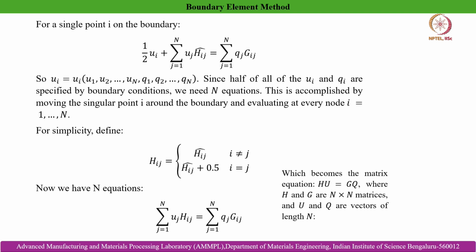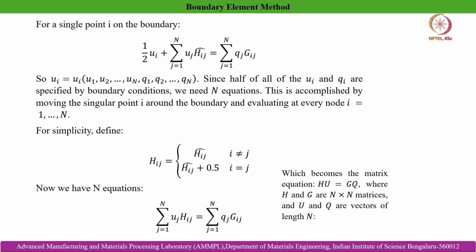Now, for a single point i on the boundary, we can write half u i plus summation of j equal to 1 to n of u j H i j is equal to summation of j equal to 1 to n of q j G i j. Here u has values u 1, u 2, up to u n, and similarly for q 1, q 2, up to q n. Since half of all the q i and u i are specified by boundary conditions, we need n equations. This is accomplished by moving the singular point i around the boundary and evaluating at every node, i equal to 1 to n.